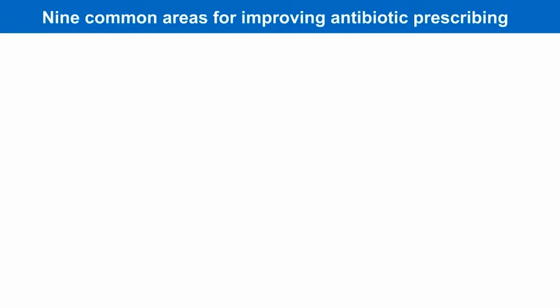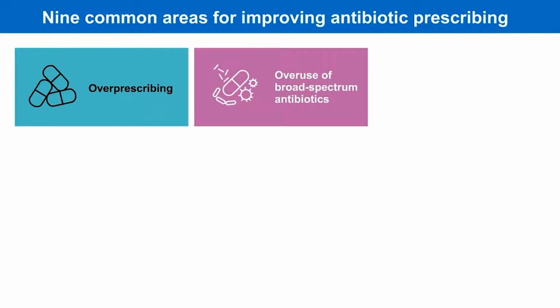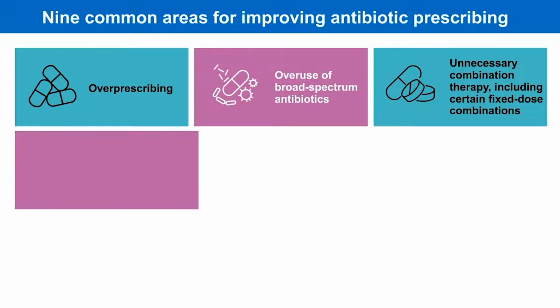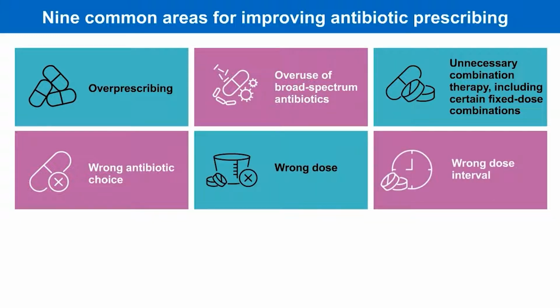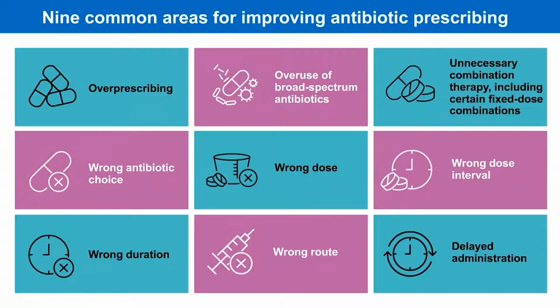When identifying goals or targets, it is helpful to review areas that need improvements in antibiotic prescribing. Here are 9 common, very generic areas for improving antibiotic prescribing. They include over-prescribing, overuse of broad-spectrum antibiotics, unnecessary combination therapy, including certain fixed-dose combinations, wrong antibiotic choice, wrong dose, wrong dose interval, wrong duration, wrong route, delayed administration.